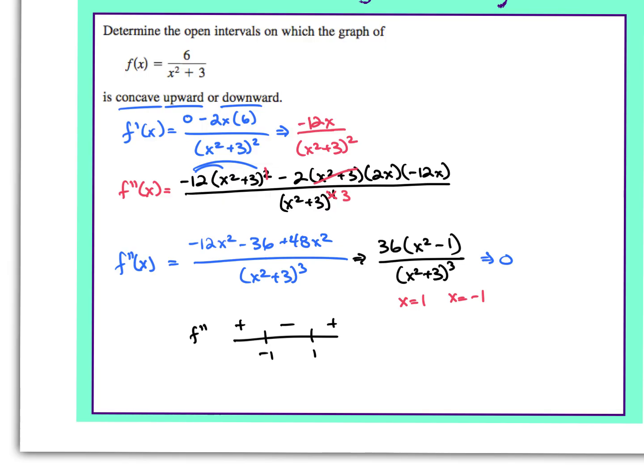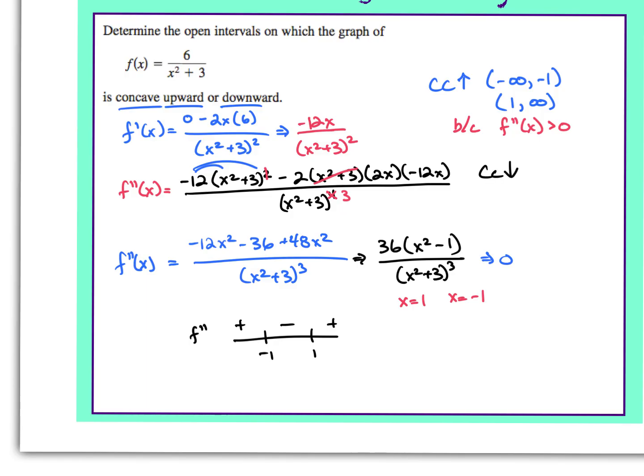And so now let's answer our question. And so when am I concave up? From -infinity to -1, and from what? 1 to infinity. Now, the reason behind it is because why? F double prime is what? Greater than 0.